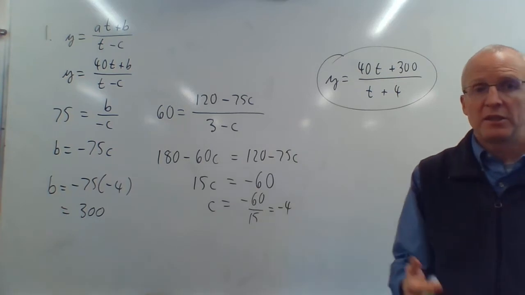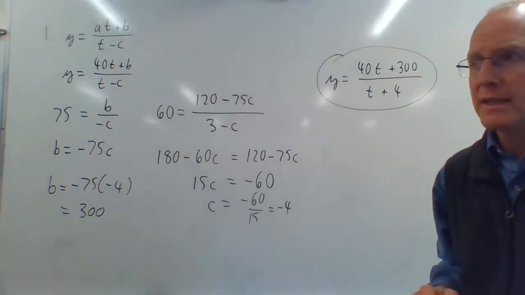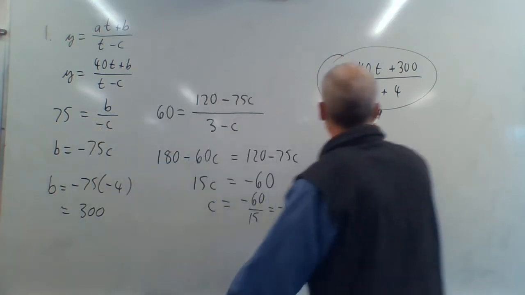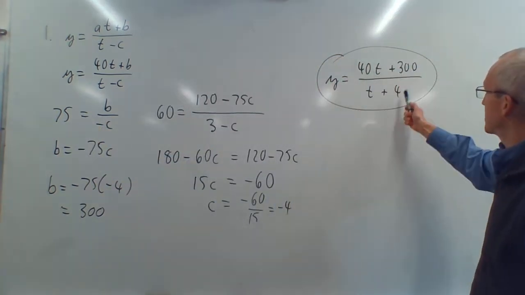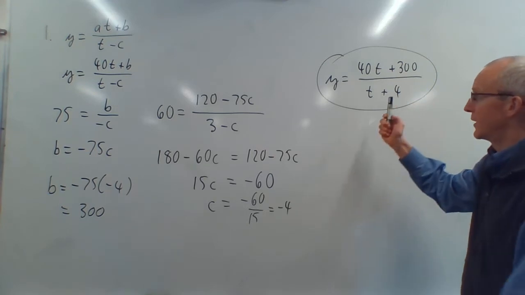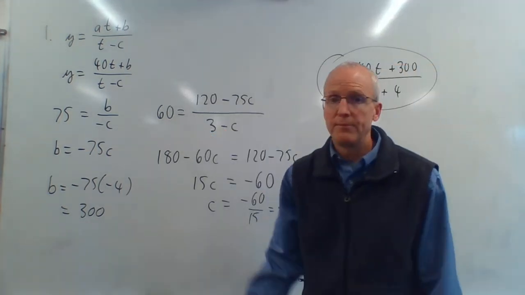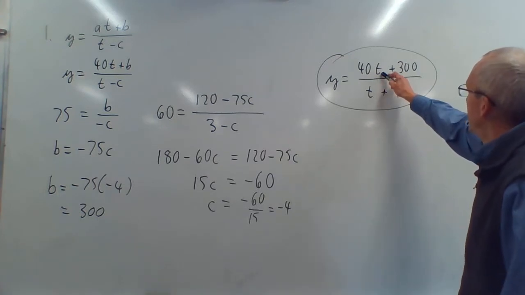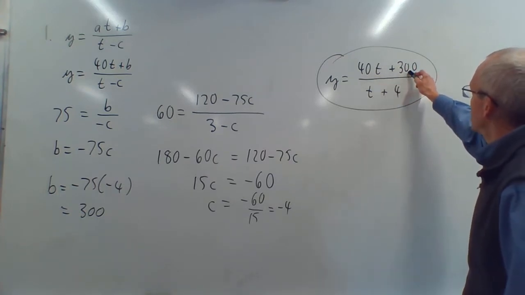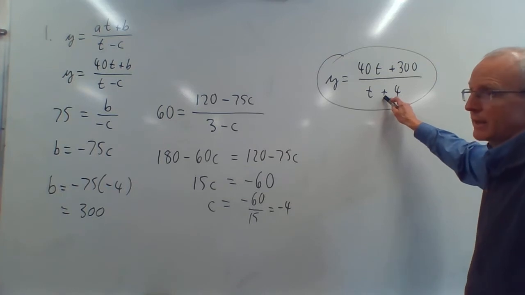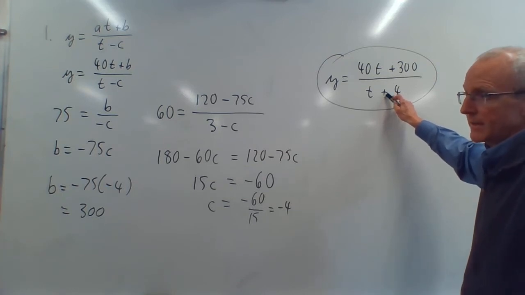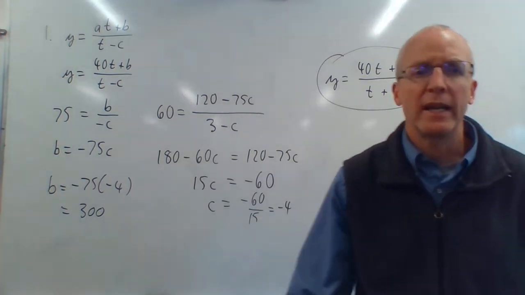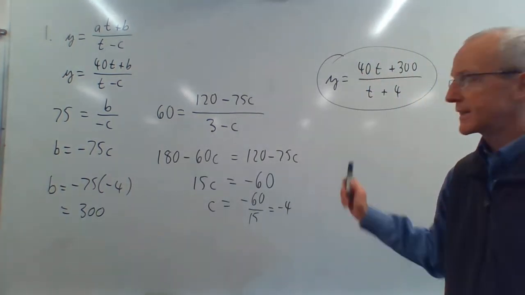Now, whenever you get an answer, you should check it. It's real easy to check. Plug in time 0. At time 0, we know it was 75 degrees. Do we get 75? What's 300 divided by 4? 75. We could also plug in time 3. Do we get 60 degrees? Plug in 3: 120 plus 300 is 420, divided by 7. 42 divided by 7 is 6, so 420 divided by 7 is 60. So we get 60, and we know it has to be right.